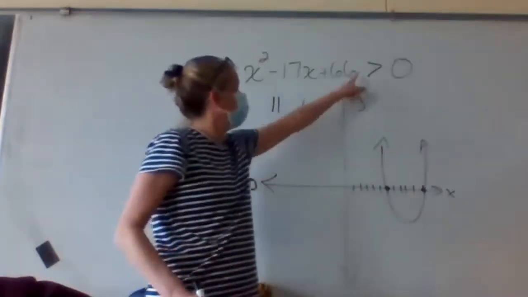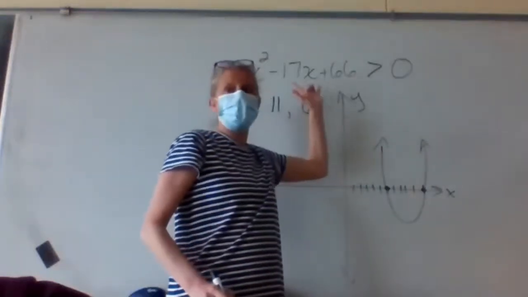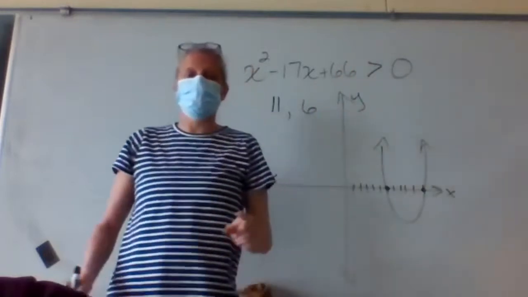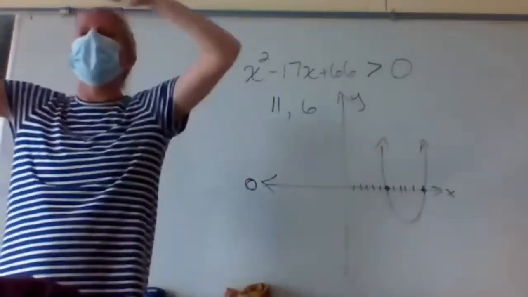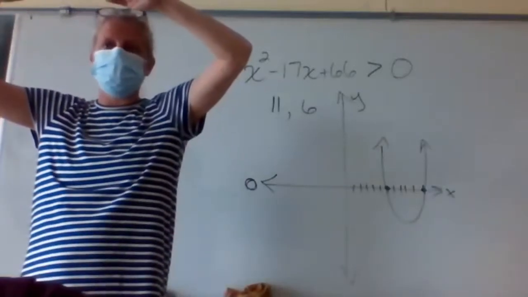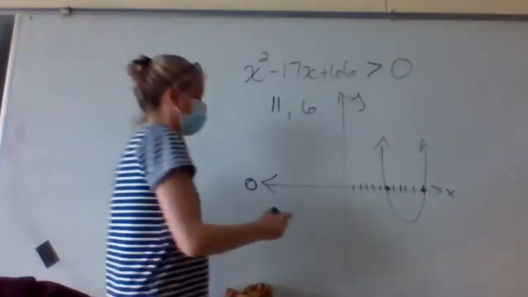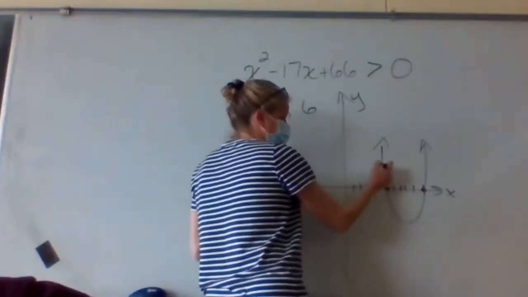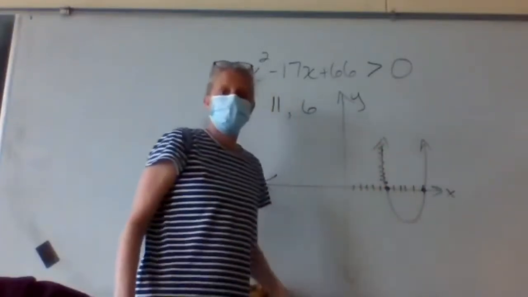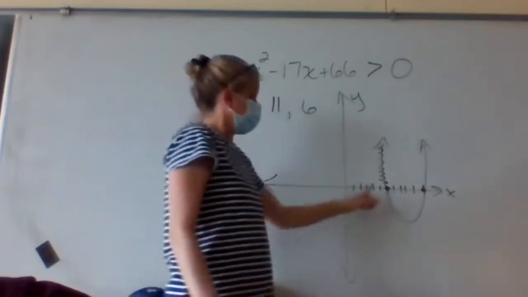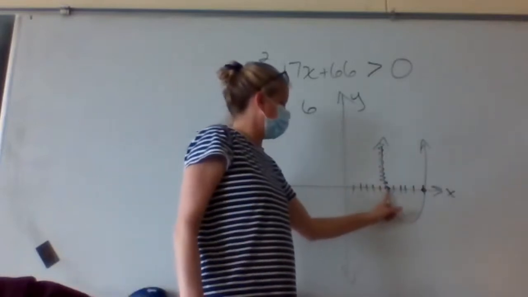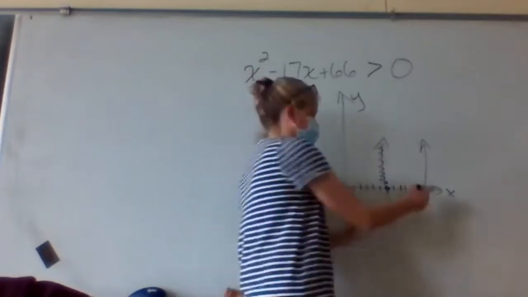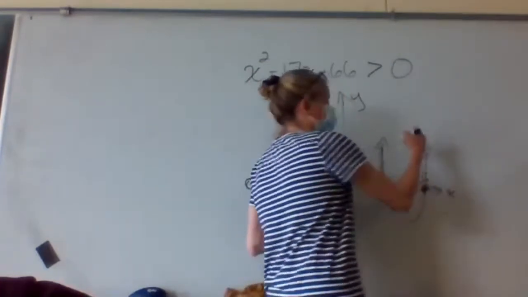What does this one want to know? Where is this graph greater than 0 this time, which means above the x-axis? So let's see, here's my x-axis. This is below, right? Above the x-axis is there. It gets to here, and what does it do? It goes below the x-axis for a little bit, then it gets to here, and then what does it do again? Goes above it again.